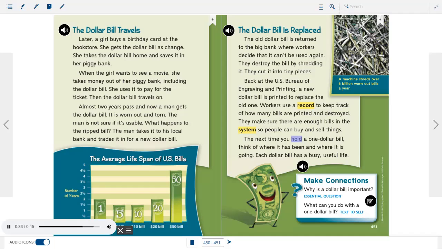The next time you hold a $1 bill, think of where it has been and where it is going. Each dollar bill has a busy, useful life. A machine shreds over 6 billion worn-out bills a year. Make connections. Why is a dollar bill important? What can you do with a $1 bill?